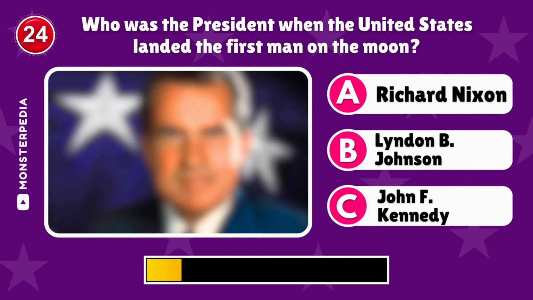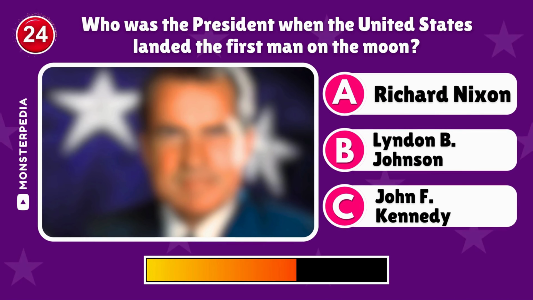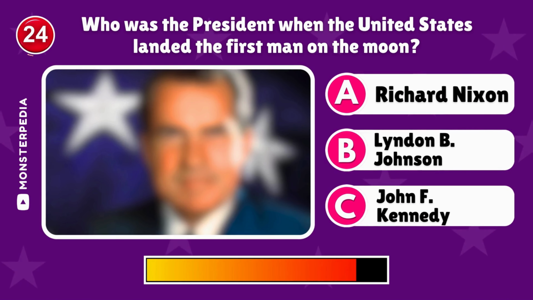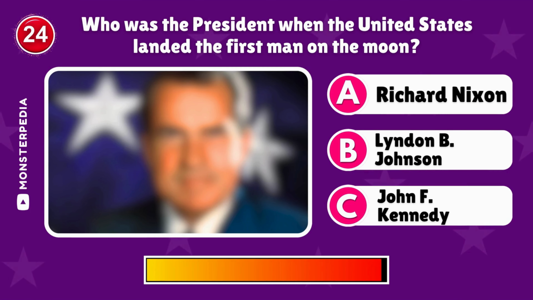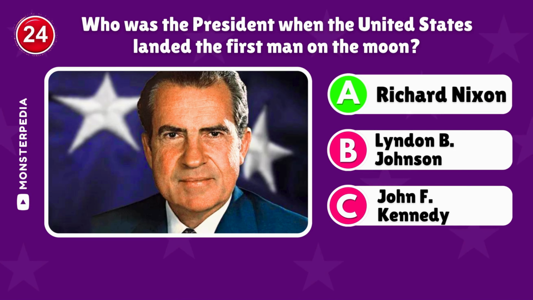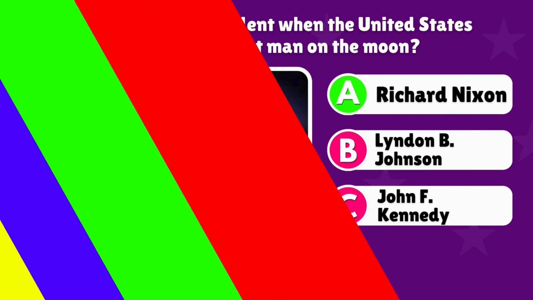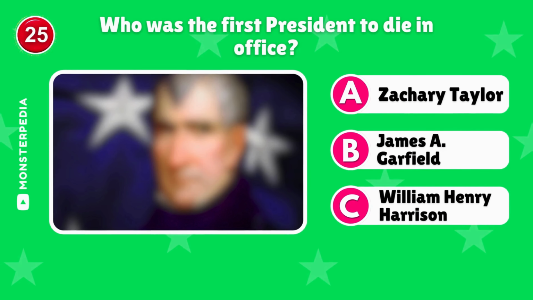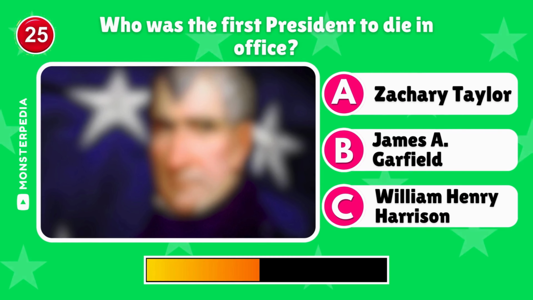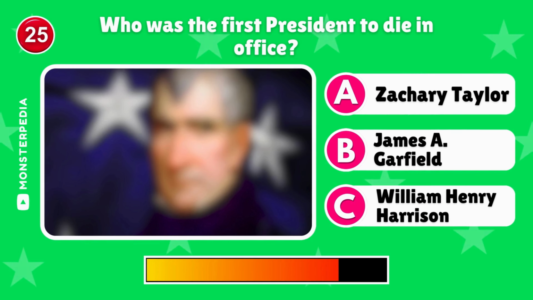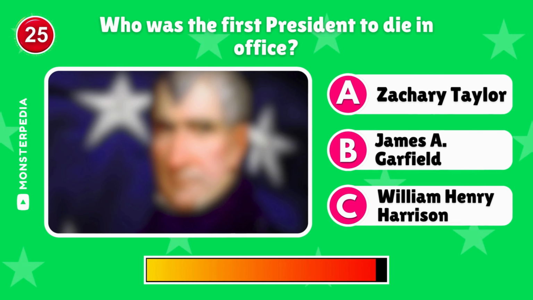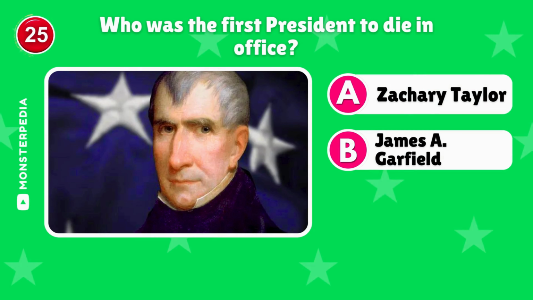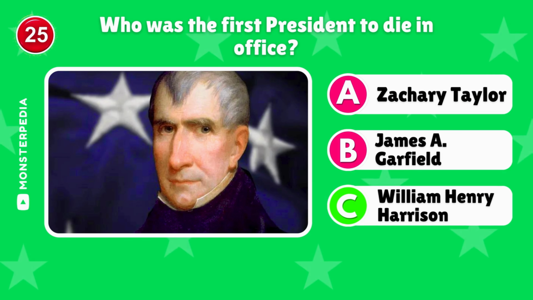Who was the president when the United States landed the first man on the moon? It's Richard Nixon. Who was the first president to die in office? It's William Henry Harrison.